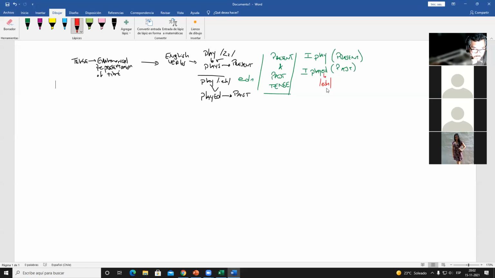In present it's sort of more difficult because we're going to add the Z2, but just to the third person singular, right? So I will say he plays, but I will say I play, right? So the S is the marked form, even though play in the second part with the first person singular is also in present, right?